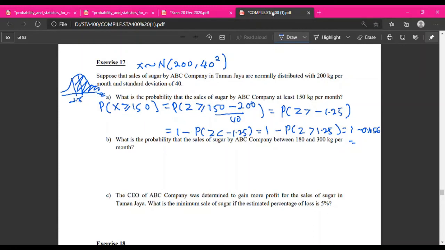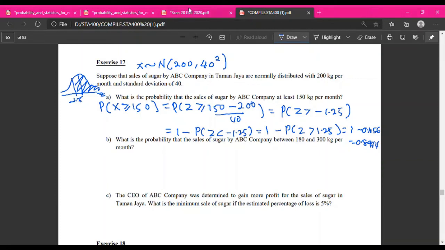So the answer is 0.8944. Kalau you nak gunakan table less than pun boleh. So dekat sini, reference tadi, kita nak dapatkan sebelah sini. More than negative 1.25. So it will be 1 minus Z less than 1.25.